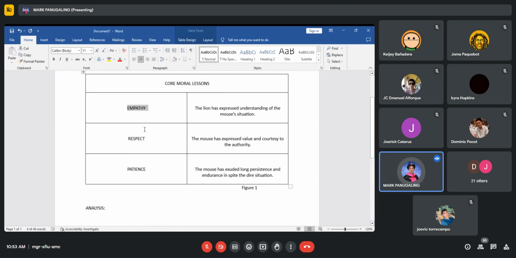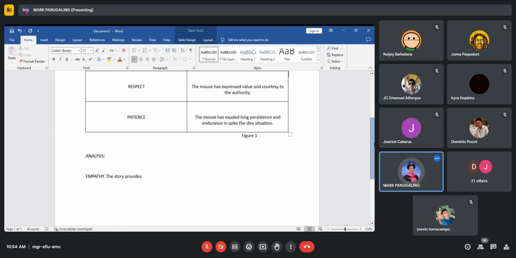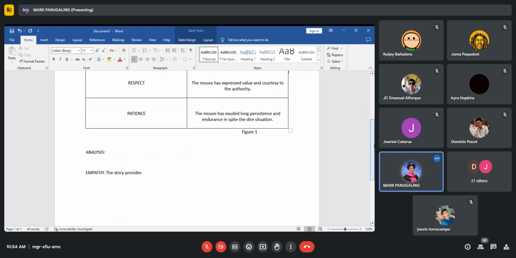Your first category is empathy, second is respect, third is patience. So all of these are mimetic analysis because this is found in every human being. So the author might have copied the concept from a human being, but it is in a very fable type of form because it uses animals. However, it really refers to the moral lesson on human lives. So that's number one, empathy. And then maybe explain this in 5 paragraphs. And then next is respect. Explain that in 5 paragraphs.